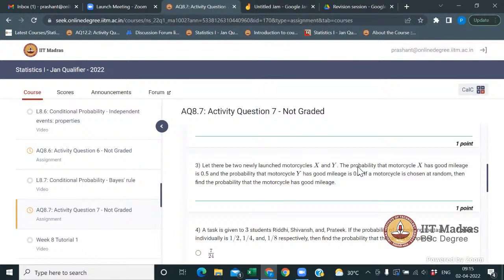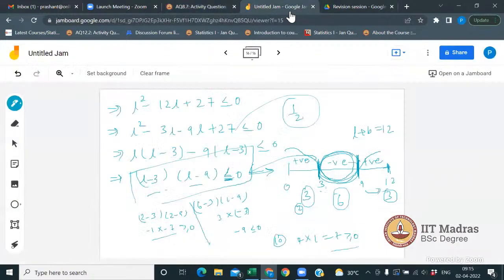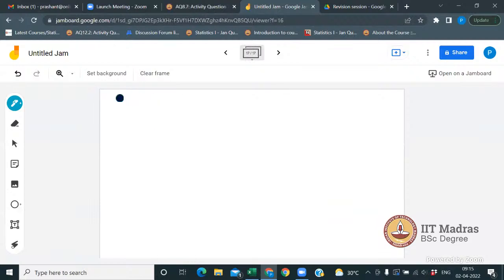See, in the question it is given about motorcycles. You can define events like this. I'm taking event X as motorcycle X is chosen, and Y as motorcycle Y is chosen. And for good mileage, I'm taking M.